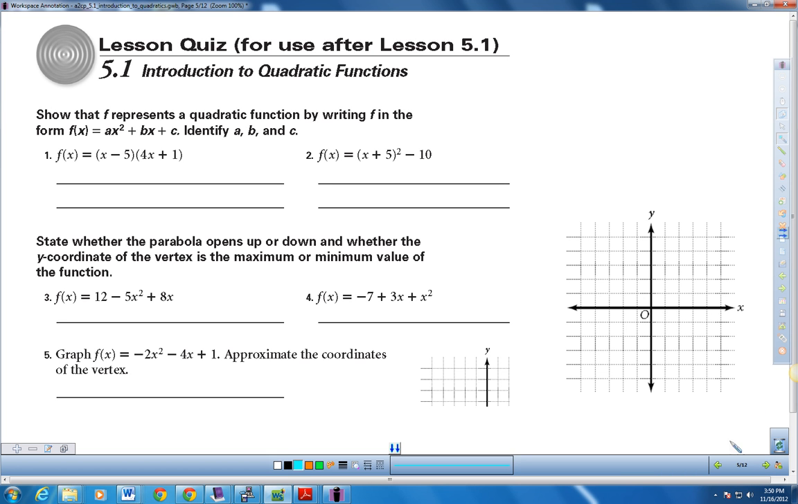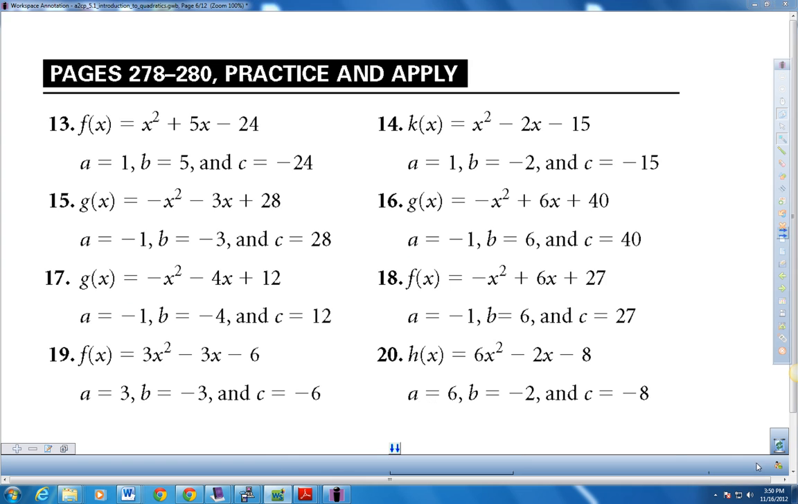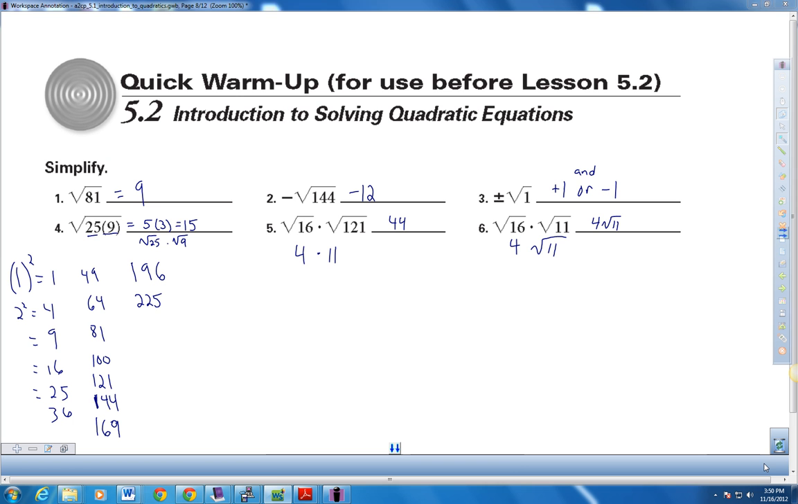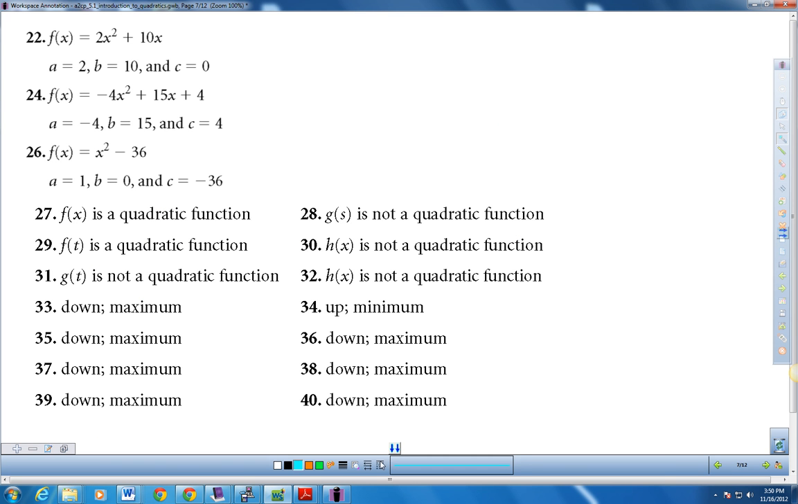You can try some of these problems right here and check the answers from the homework. I'll give you all the answers right here if you so wish. And then we did lead into 5.2, but I'm not going to put that on this video.